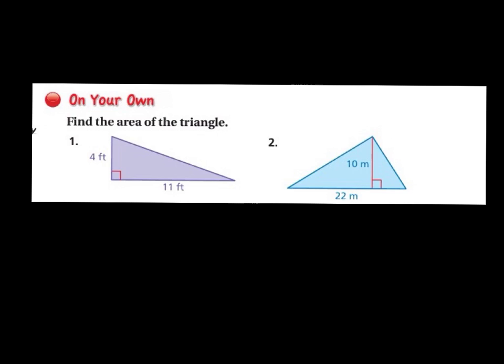As you work out these on your own problems, remember to keep in mind that the triangle is going to be only half of the base times height. That's the one that commonly gets forgotten. So if you use the formula every time, fill it in as area equals 1/2 times base times height, and then work from there. You should be all set.